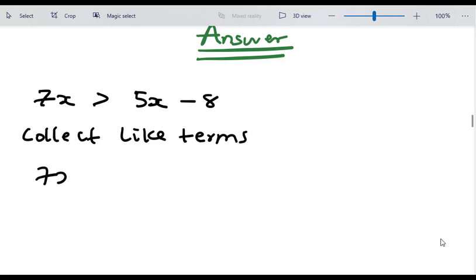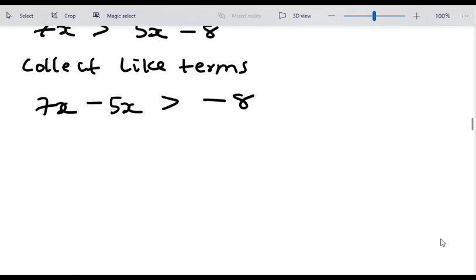So we have 7x. This guy has a positive sign. It has to cross this inequality sign. If it does that, the sign changes to minus. We have, on the right, minus 5 greater than minus 8. Only 8 will be left alone because 8 has no other constant terms like it. 7x minus 5x will give us 2x. 2x is greater than minus 8.